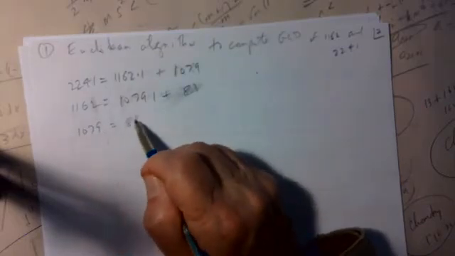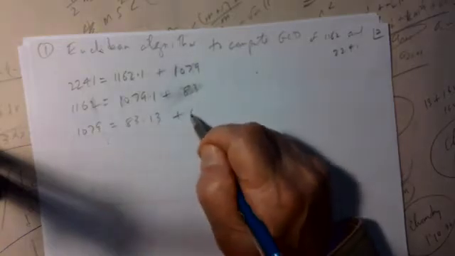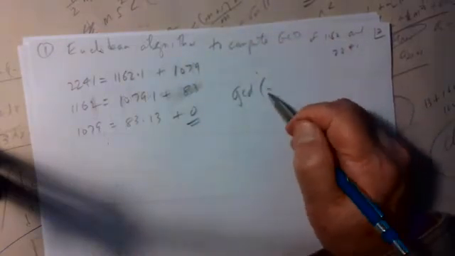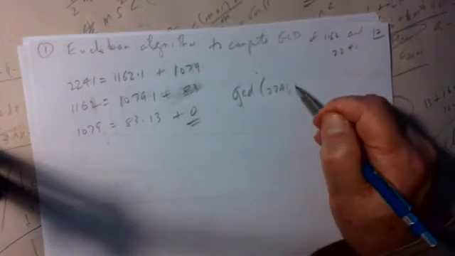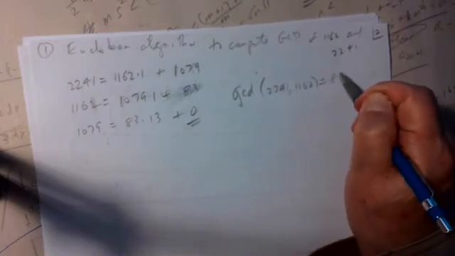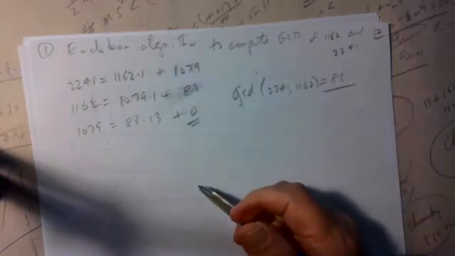And if you take 1079 and you divide it by 83, 83 into 1079 goes how many times? 13 times exactly, and leaves a remainder of 0. So the greatest common divisor of 2241 and 1162 is 83.